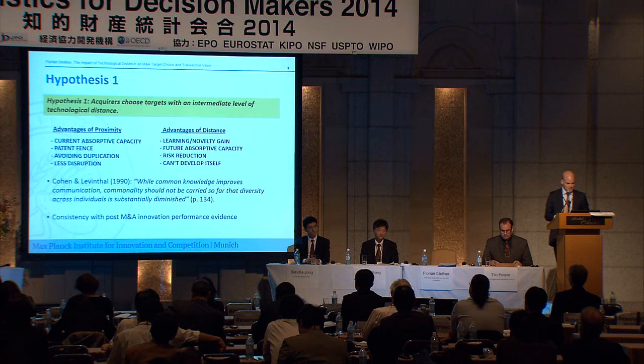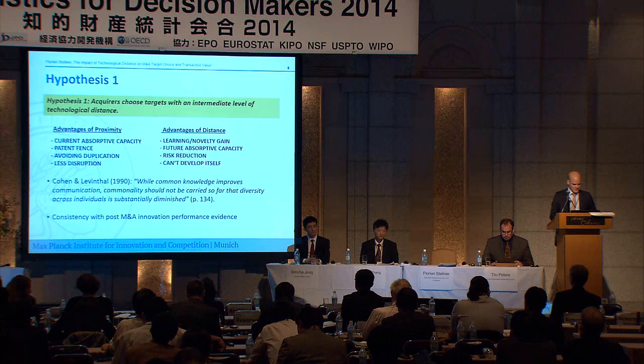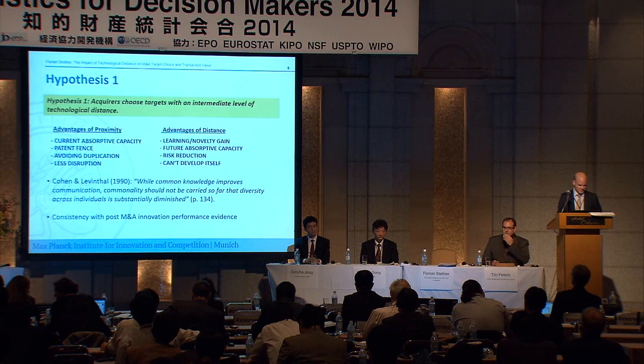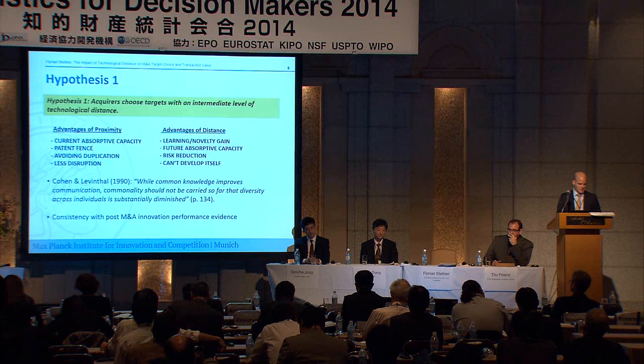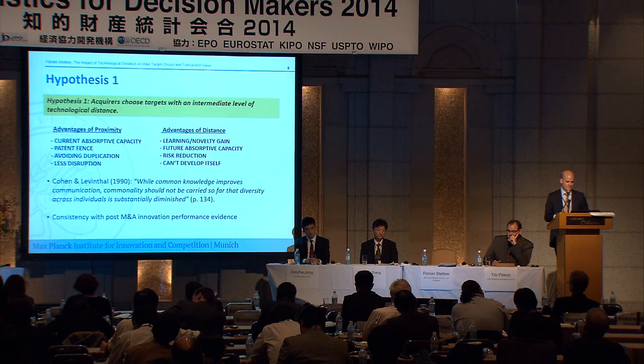So this brings me to my hypothesis, which I test in this project. The first hypothesis, which is that acquirers choose targets with an intermediate level of technological distance, has two foundations. The first one is theoretical, and the other one has to do with the motivation I just showed you. So from a theoretical perspective, there is an advantage of proximity, and there's also an advantage of distance.